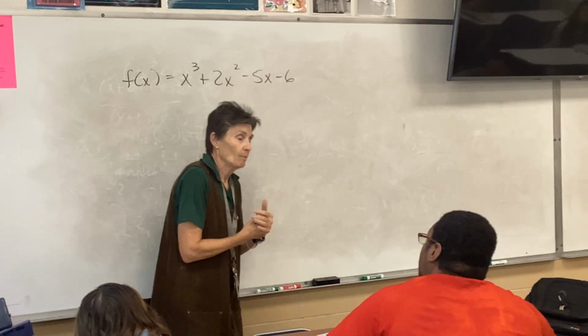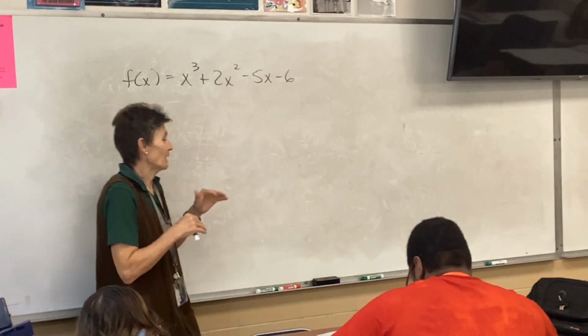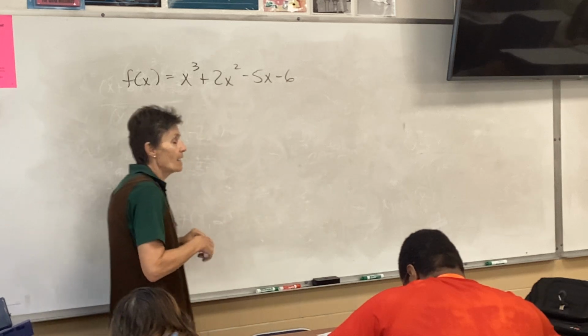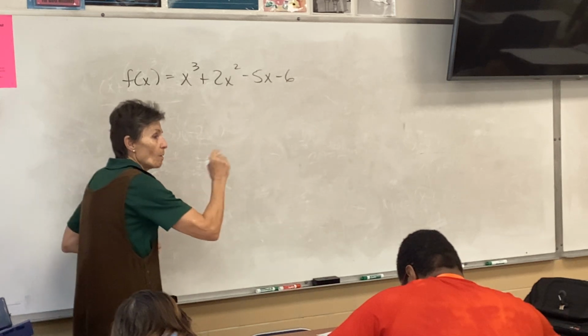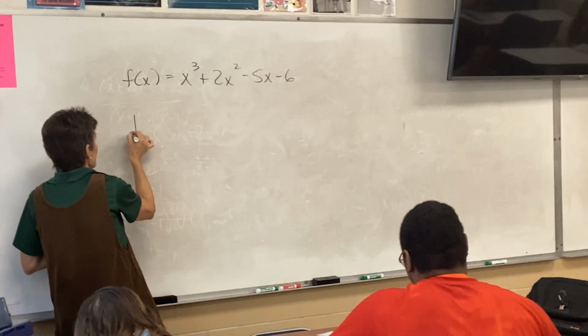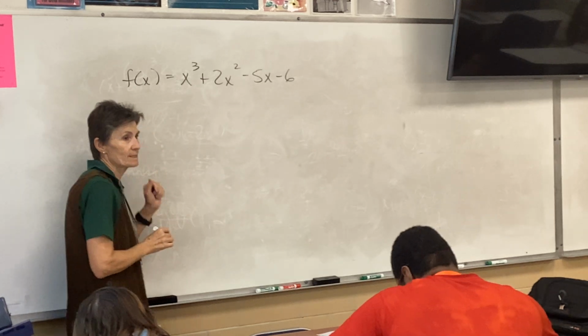Abby, I want you to pick a number. Keep it less than 10. Any number you want, positive or negative. 7. Abby says 7. So here's what we're going to do. She just guessed the number. I'm going to do synthetic division with her 7.